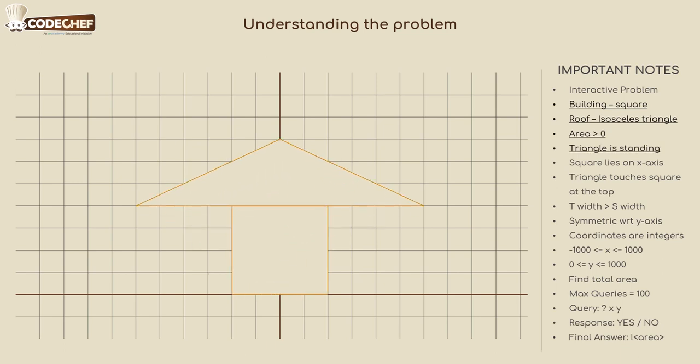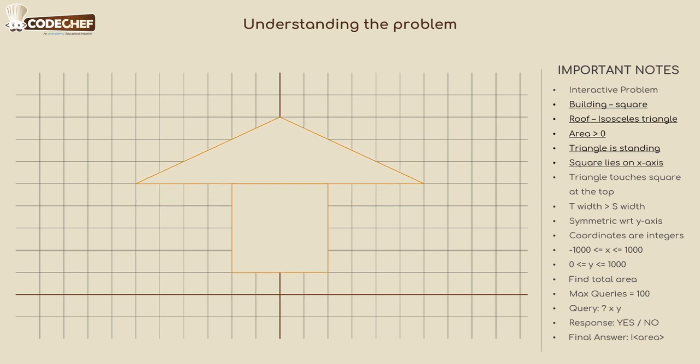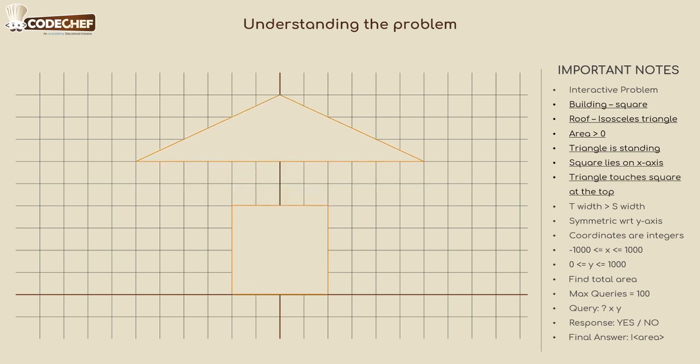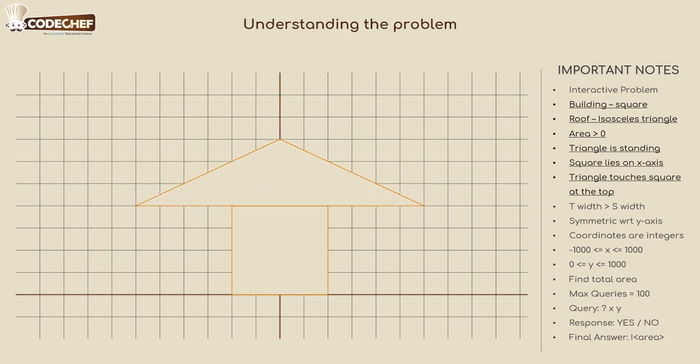Triangle is standing, that means the base lies at the bottom, not on the top. Square lies on x-axis. This means that the square touches the x-axis and one of the sides of the square is also a part of the x-axis. Triangle touches the square at the top. This means they both are joined and they can't be separated.